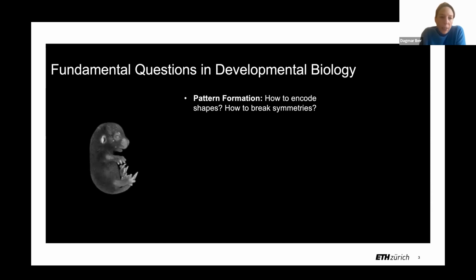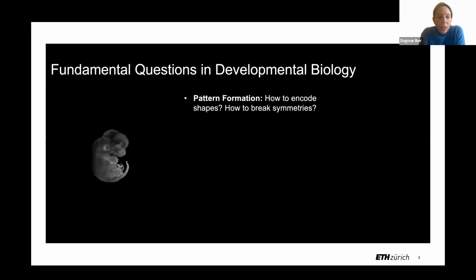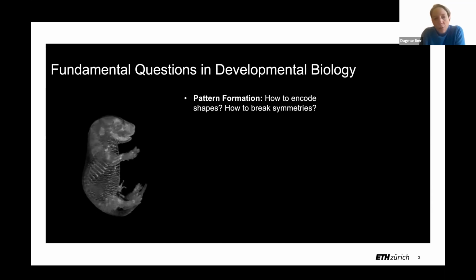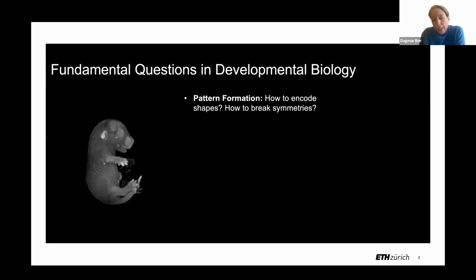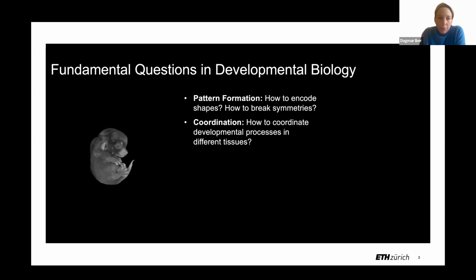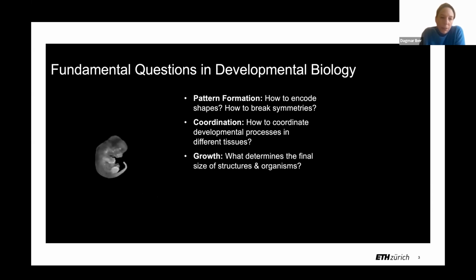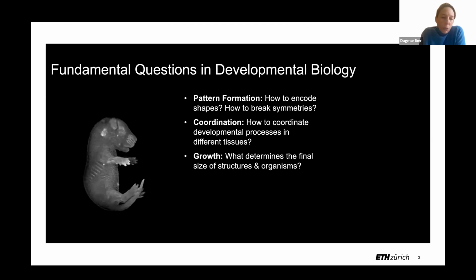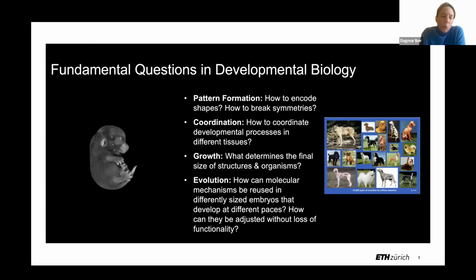One very important one is pattern formation. How are patterns encoded? How are they controlled? How do you get precise patterning? And also very important, related to that, how do you break symmetries as you develop life? Then how do you coordinate processes during development? How do you control growth? How do you terminate growth? And then finally, how do you evolve mechanisms?